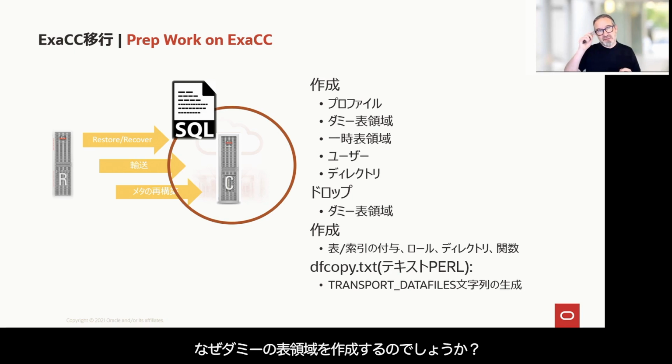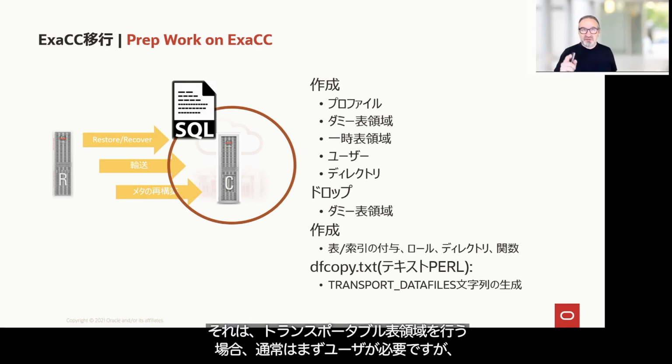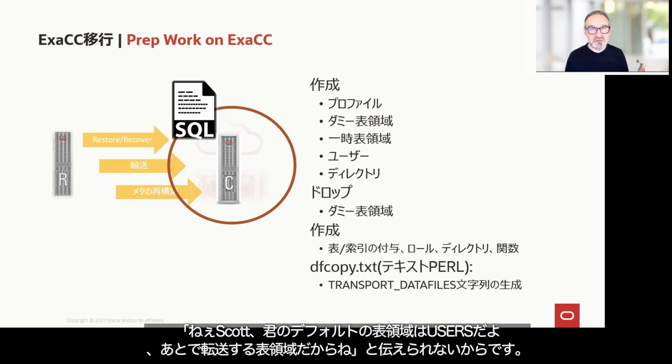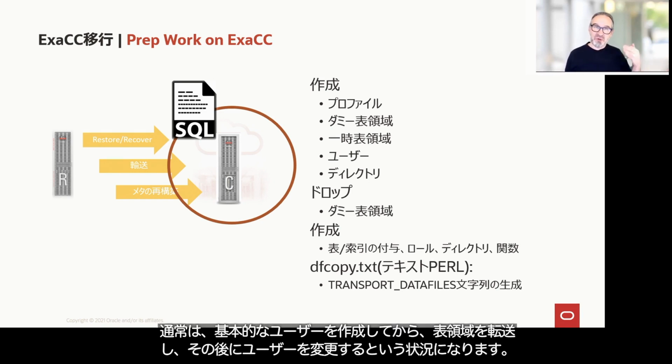Why do we create dummy table spaces? The reason is when you do transportable table spaces, normally you need the user first, but you can't alter the user correctly because you can't tell Scott, hey, Scott, your default table space is users, because this is the table space you transport afterwards. So normally you end up in a situation where you create a basic user, then you transport a table space, and then you alter the user.